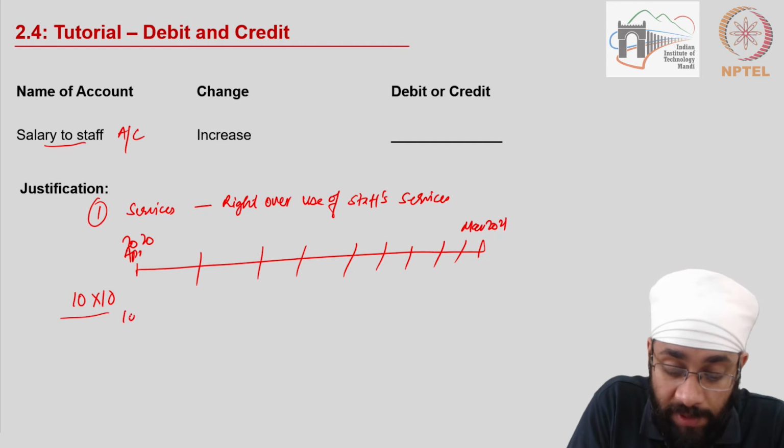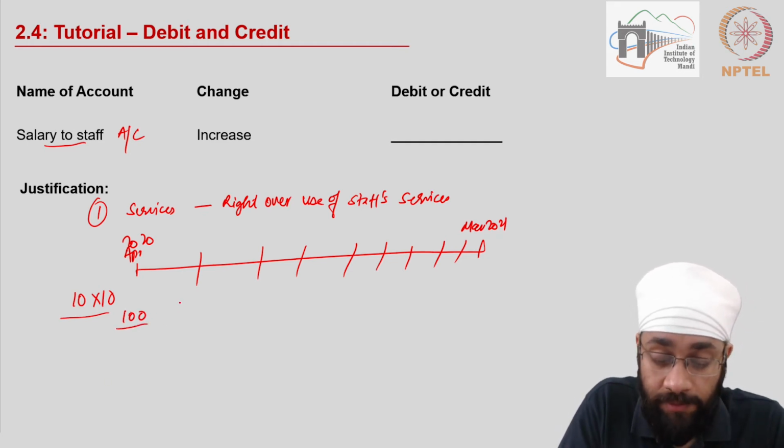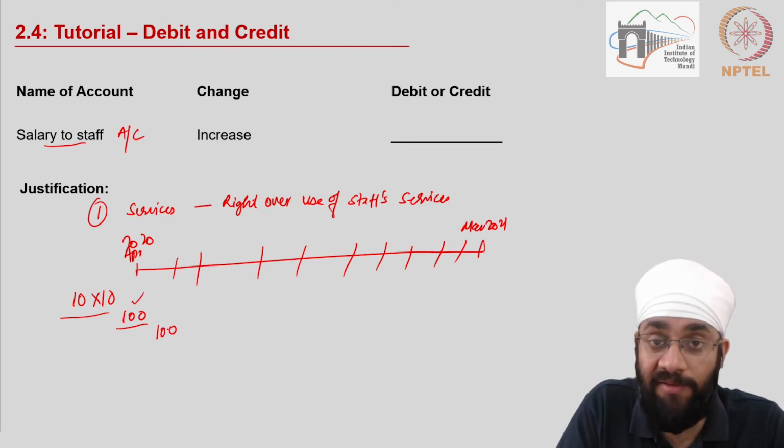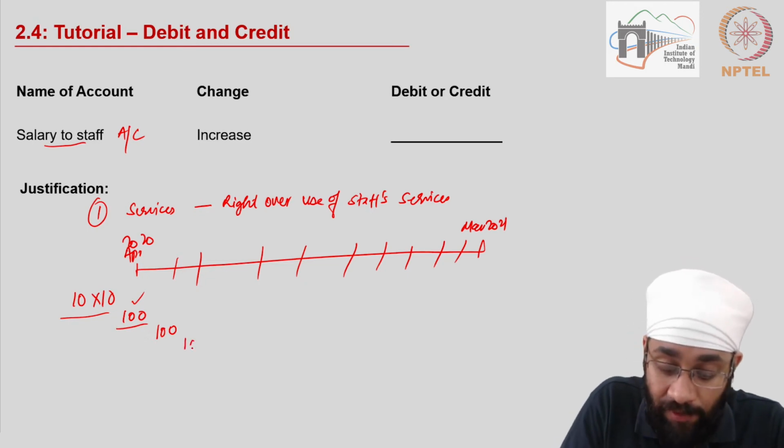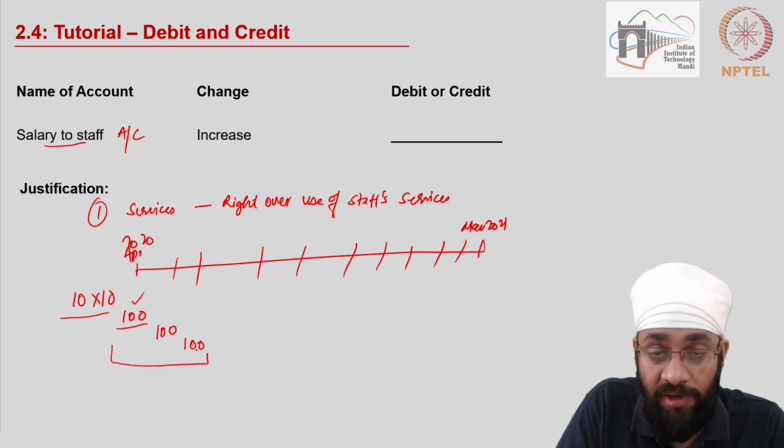So every month you spend 100 on salaries. You pay 100 in the first month. In the salary account, you show 100. In the next month, you add another 100. This is what I mean by increase. In the following month, you add another 100. And the total salaries till date are 300.